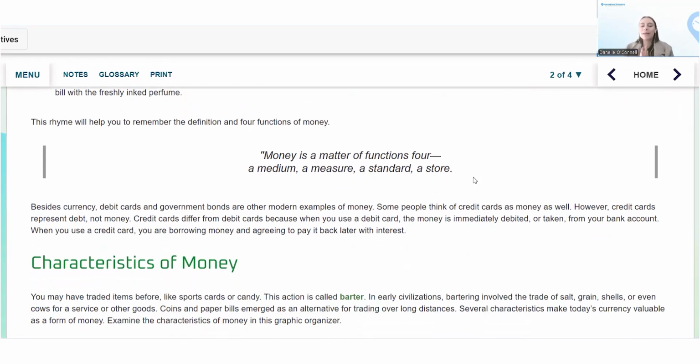Besides currency, debit cards and government bonds are all examples of money. Some people think credit cards. How's that different from a debit card? However, a credit card represents debt, money that you owe, but it's not money itself.